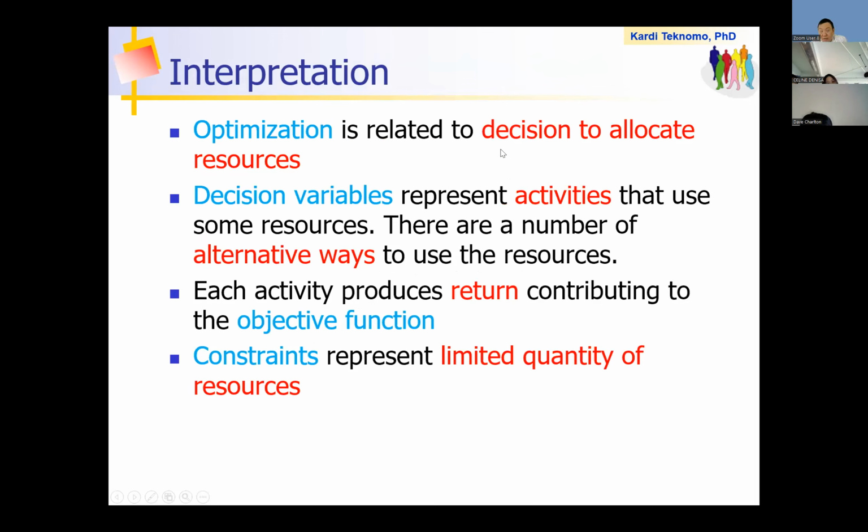Optimization is always related to decision to allocate some resources. So the X is called decision variables. This represents the activities that use some resources. Okay, there are some number of alternative ways to use those resources. So then each activity will return some value to the objective function. Yeah? So the constraint here represents the limited quantity of the resources. Yeah? The ones that you put constraint on are always the decision variables.